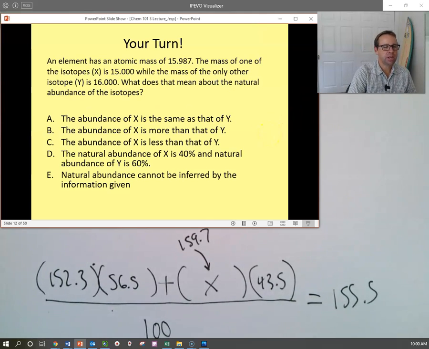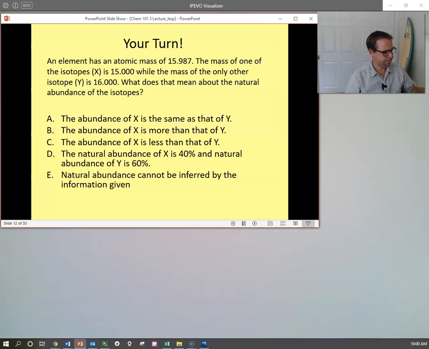Okay, so here's another example. An element has an isotopic mass of 15.987. The mass of one of the isotopes is 15, while the mass of the other isotope is 16. So we have two different isotopes. What are their masses? 15 and 16. Very good.